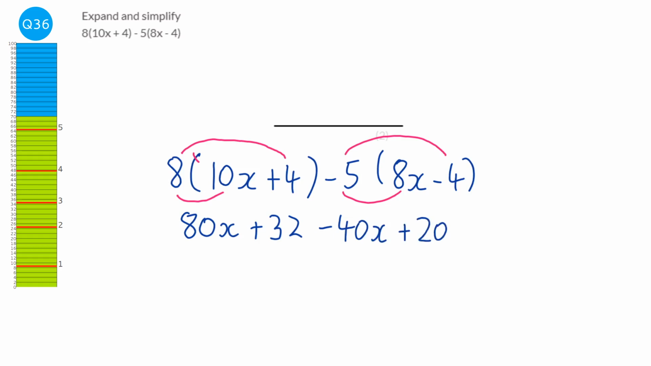And a lot of students will write take away 20 there, but that is a minus 5 on the outside of the brackets. So it's minus 5 times the minus 4 there, which will give you a plus 20. Then 80x take away 40x will give us 40x, and 32 plus 20 would be 52. So our answer would be 40x plus 52.